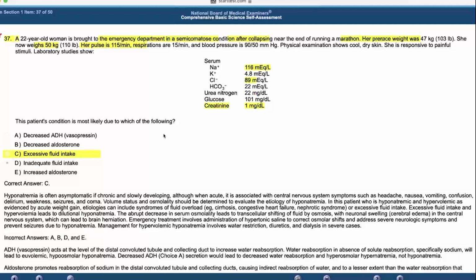Okay, let me see here. 22, collapsing at a marathon. Semi-comatose. So she's very hyponatremic. Cool, dry skin.